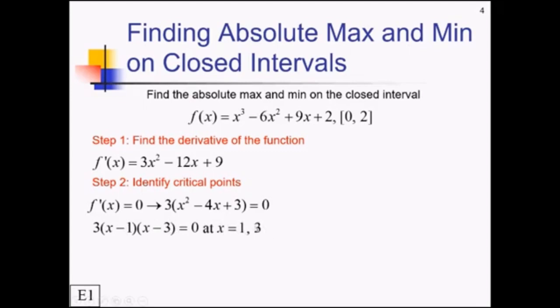So these are things we might potentially have to test out if we're looking for the max or the min. Now they did give us the interval from 0 to 2, and only 1 is actually on that interval that they gave us, so we actually don't have to worry about 3 anymore.